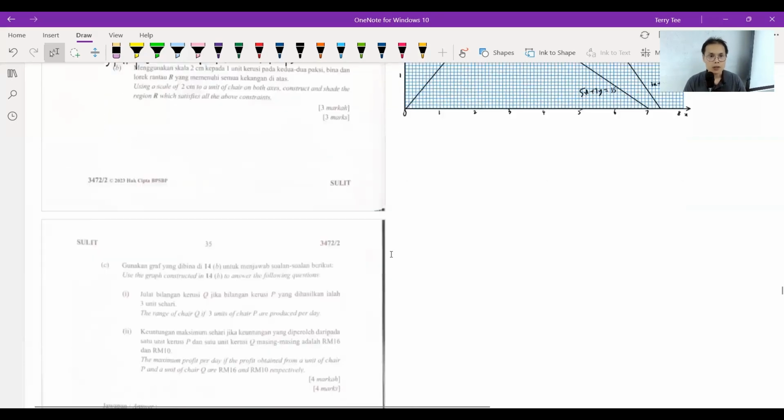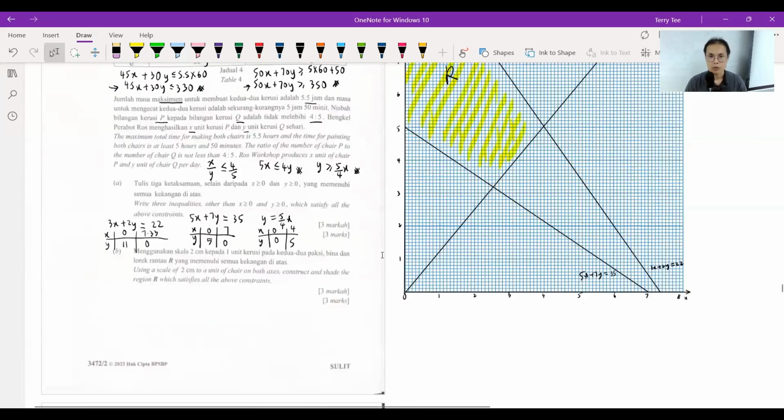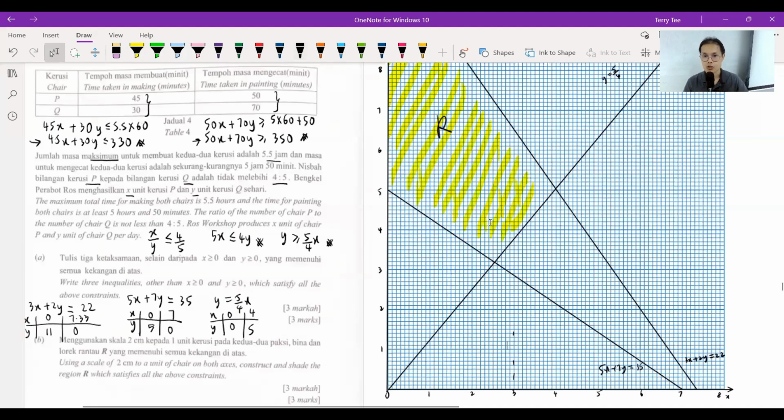Okay, next, gunakan graf untuk menjawab soalan berikut. Julat bilangan kerusi Q jika bilangan kerusi P ialah 3. Okay, kerusi P is x. So x is now 3. So I'm going to use a black pen, maybe better. 3, so this is 3, move it up. Find the range of values. Julat is your range, range of values.